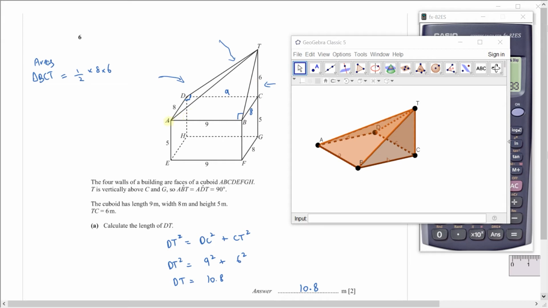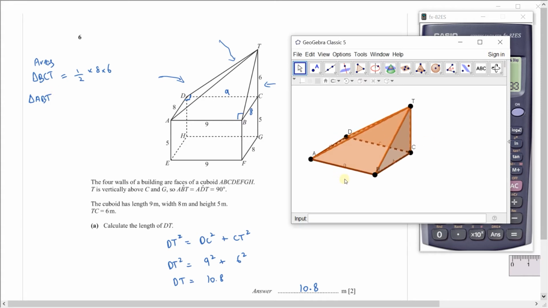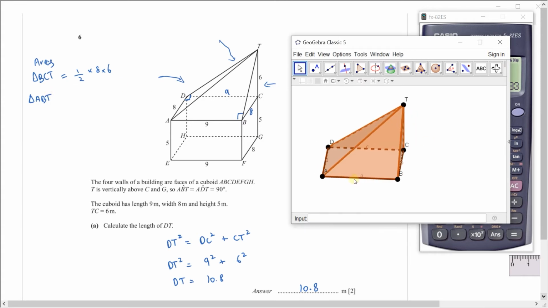Now let's move on to triangle ABT. Let me rotate this shape as well so you can understand it better. And now this angle is 90 degrees. This angle ABT, which is also given in the question, is 90 degrees. So this side is 9. If I can calculate this length TB, I will have the base as 9 and the height as BT, and then we can calculate the area of triangle ABT as well.